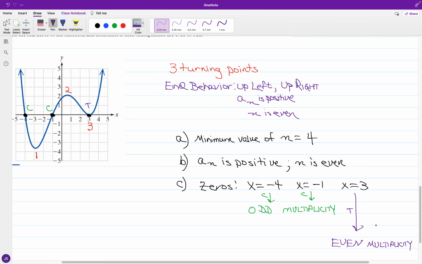in terms of some of the possibilities. Since it is going to be at least a fourth order polynomial, and we know that the leading term, or highest degree term, is positive, it's going to be an even degree function.